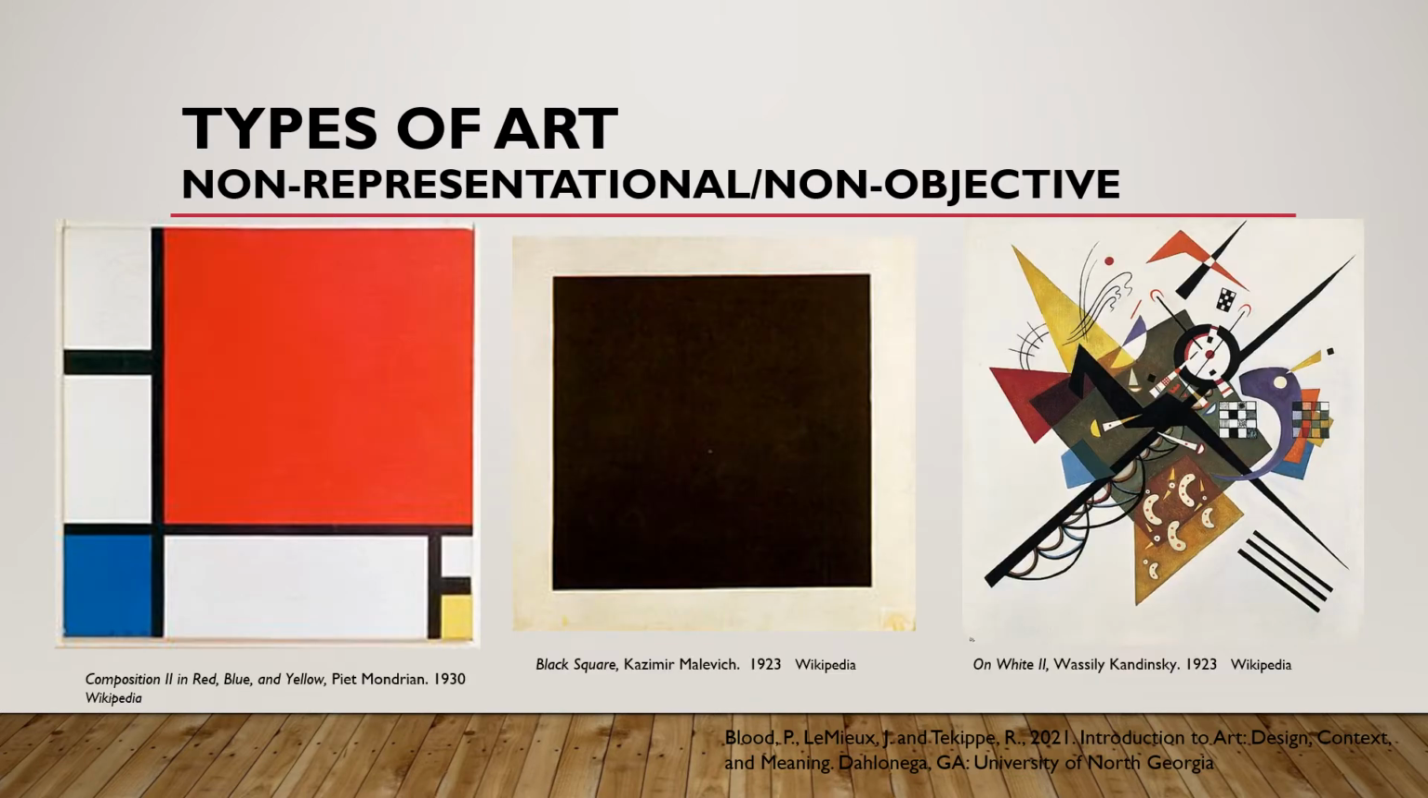And here we have three different examples of non-representational or non-objective art. We have Piet Mondrian, whose focus is on color and line. We have Malevich, who basically painted a black canvas. This was during the minimalist period. And then Wassily Kandinsky would work with color theory and music and emotion and all of that kind of thing.